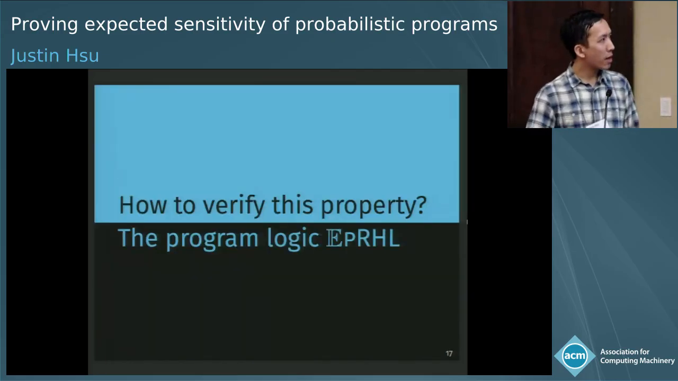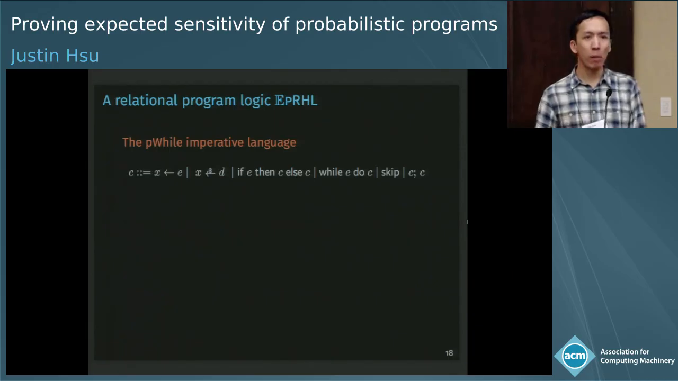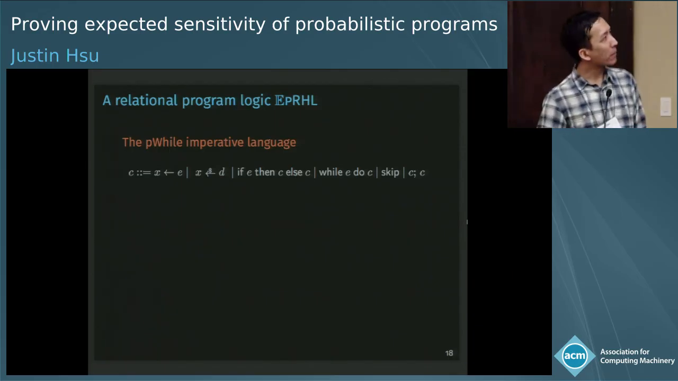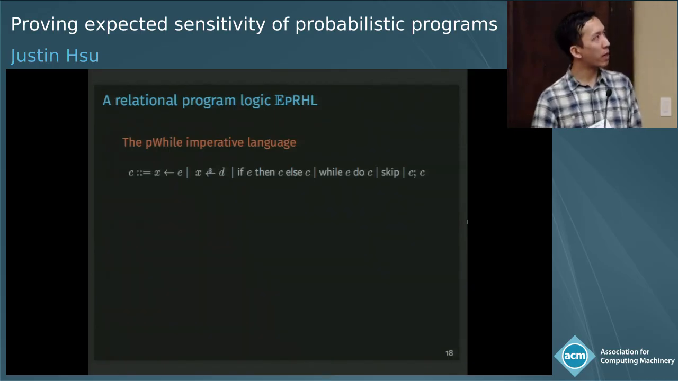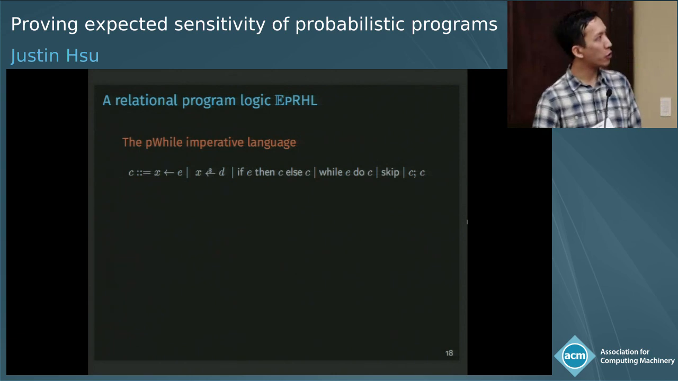Right, so briefly in my remaining time, I'm going to talk about how to verify this property. I just want to give a very brief glimpse of this logic that we developed called EpRHL. It stands for Expected Probabilistic Relational Hoare Logic. It's based on various probabilistic relational Hoare logics. The basic language is a basic imperative language where you have assignments, conditionals, loops, skip, and also sequencing. And the new command is a sampling command. It samples from D and stores it into X.